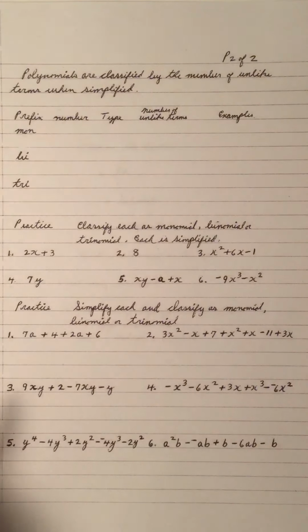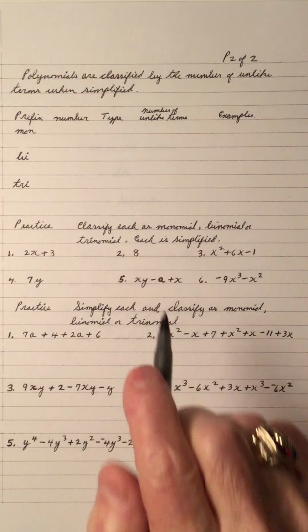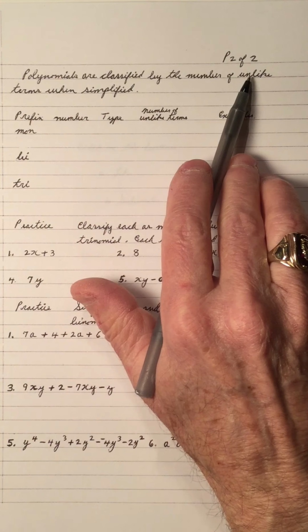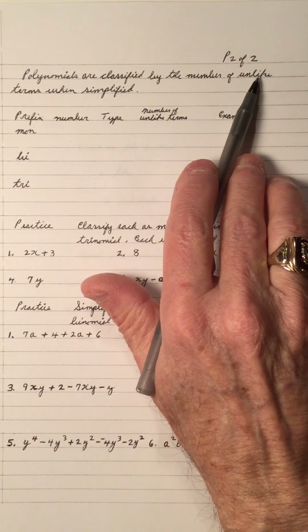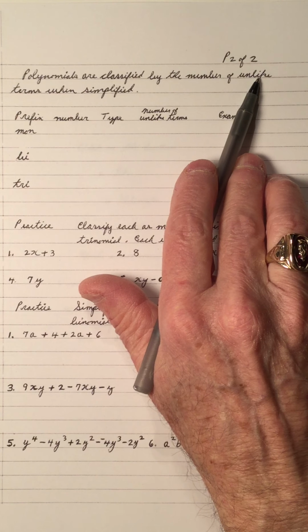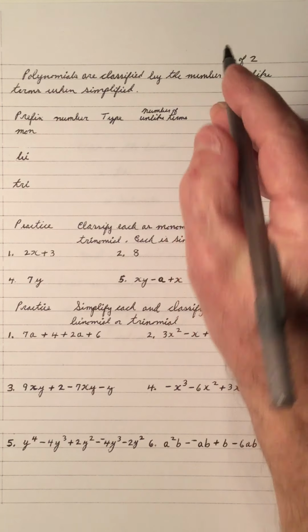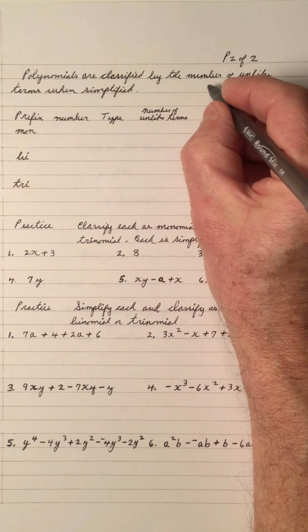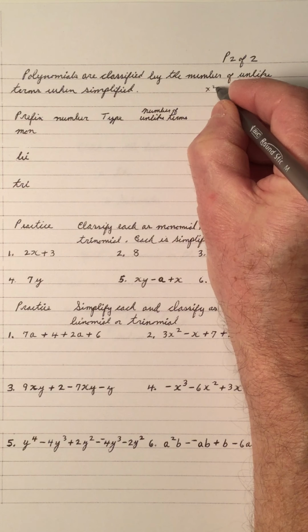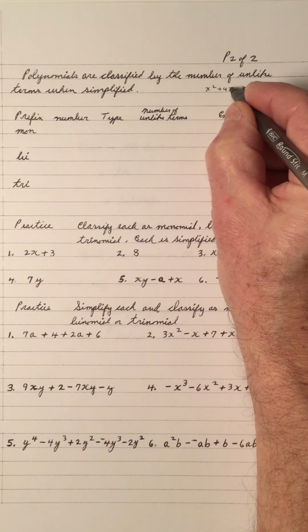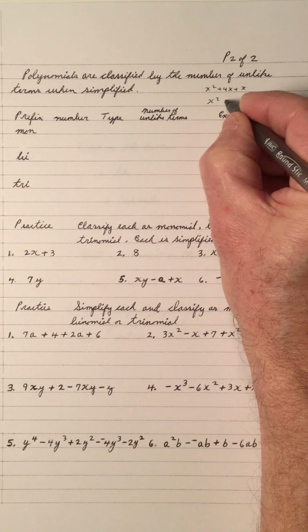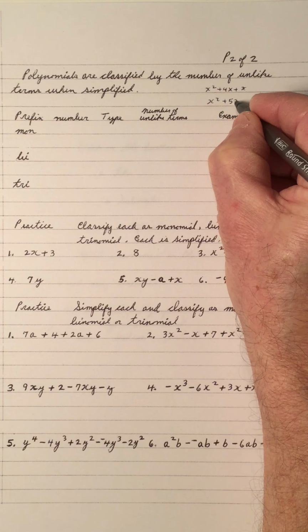Polynomials are classified by their names. A polynomial is classified by the number of unlike terms when simplified. Notice the word unlike. You have to have unlike terms. In other words, you can't have a polynomial with ax squared plus 4x plus x, because they're alike. And if they're alike, you have to make sure they're simplified.